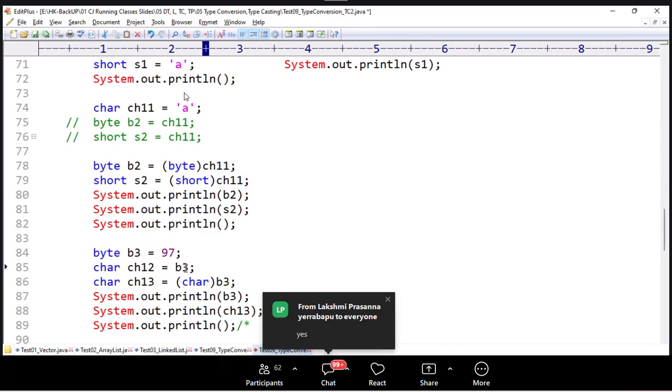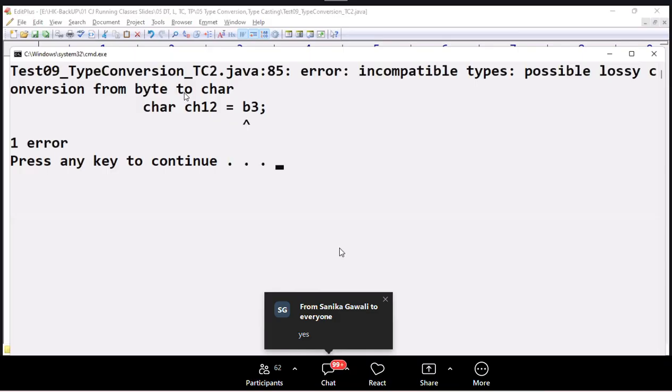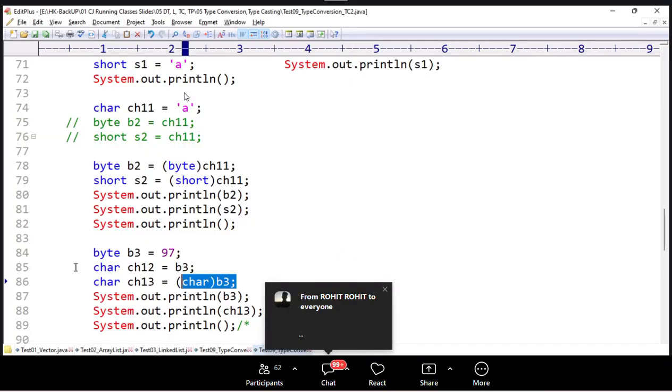Can I assign a byte variable to a char variable? No. The compiler sees what type 97 is. With the cast operator, it is allowed. Line number 85 is a compile time error. Okay, then how to solve this compile time error? Comment it, or use the cast operator.